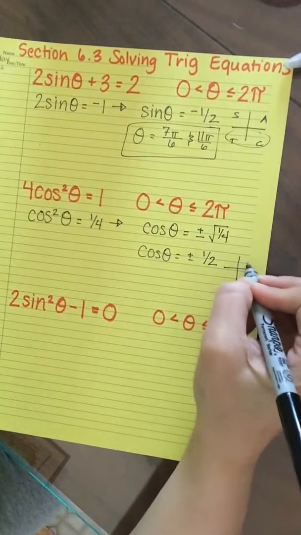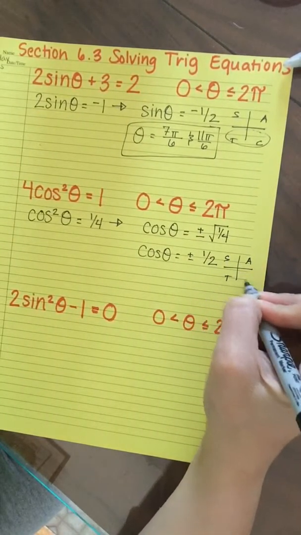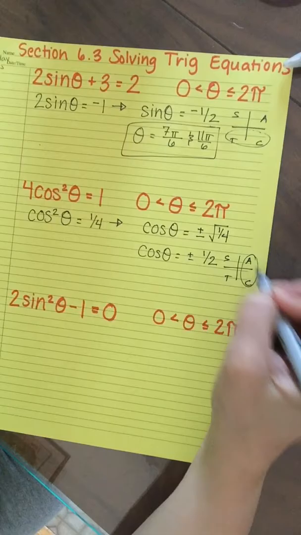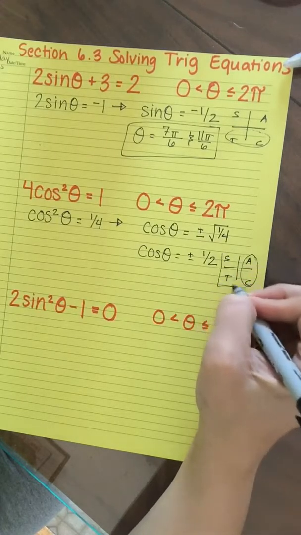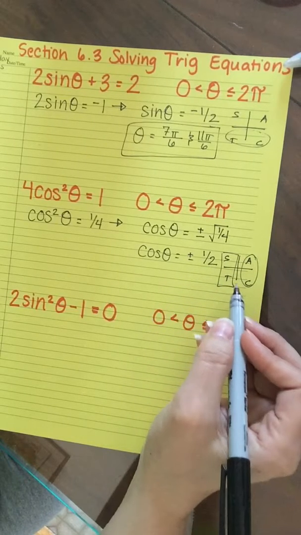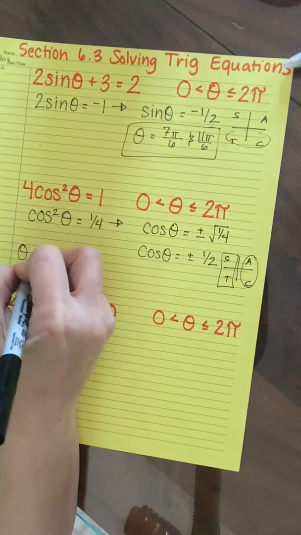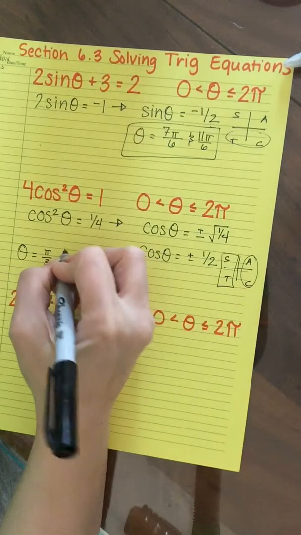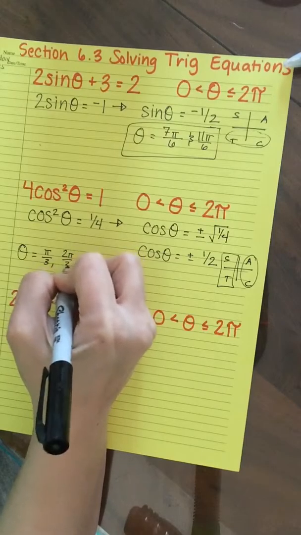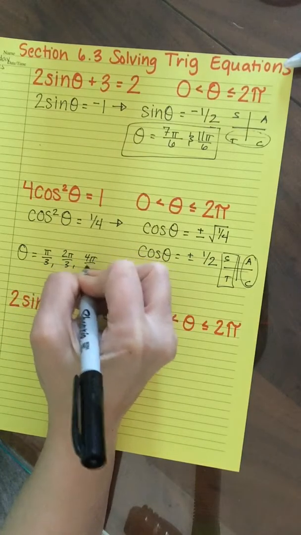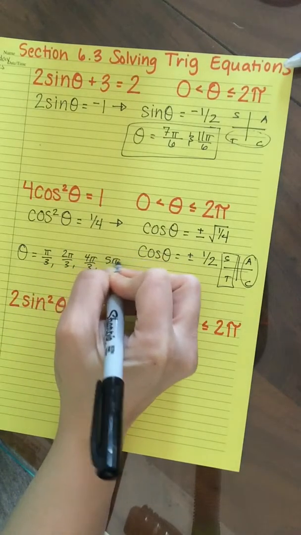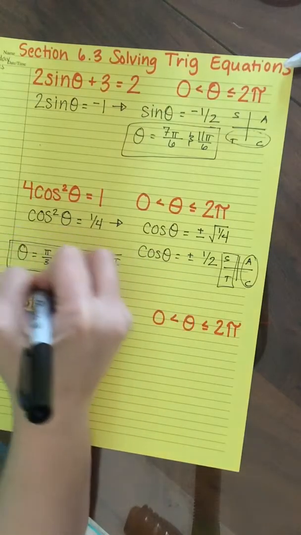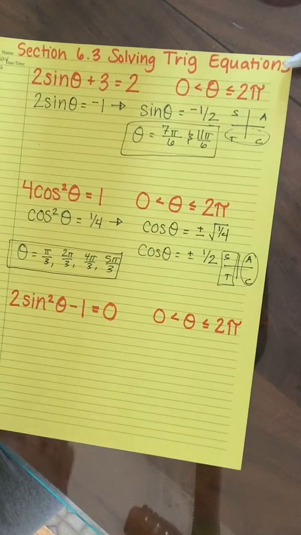That means we care about all 4 quadrants, because this is where cosine's positive and this is where cosine's negative, and we want both answers. So theta is going to correspond to pi over 3, 2 pi over 3, 4 pi over 3, and 5 pi over 3. In this case, we have 4 answers.